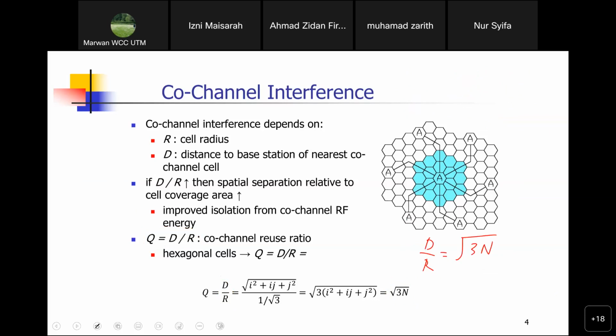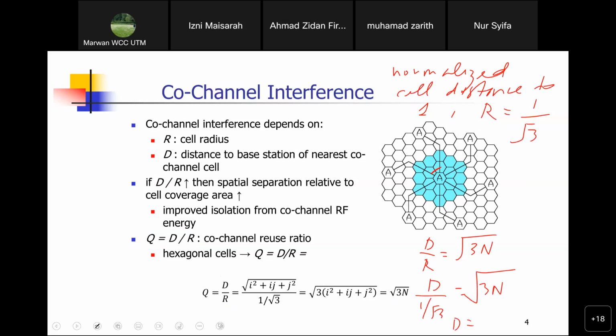Okay, so we know that if we normalize the distance between cells to 1, what we get is the radius equal to 1 divided by square root 3. So if you put here D over 1 divided by square root 3 equals square root 3n, what you get is D equals square root n. So this is what we have before.